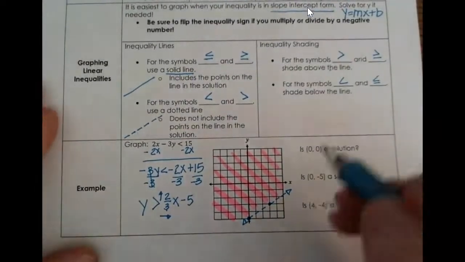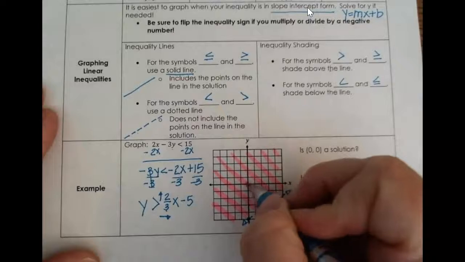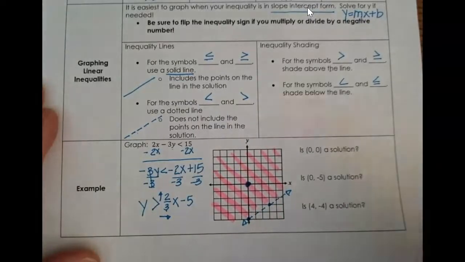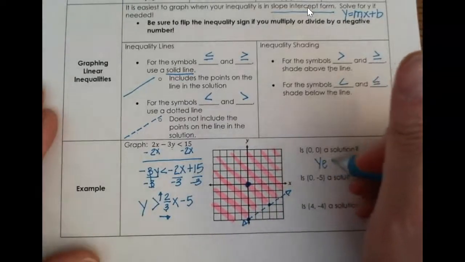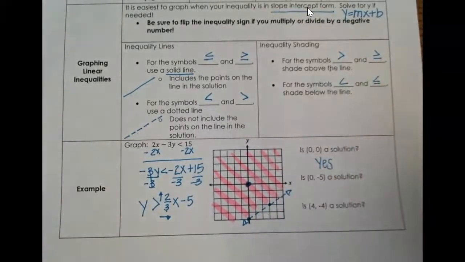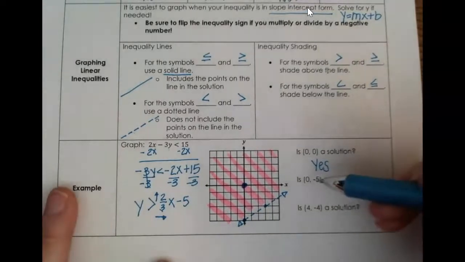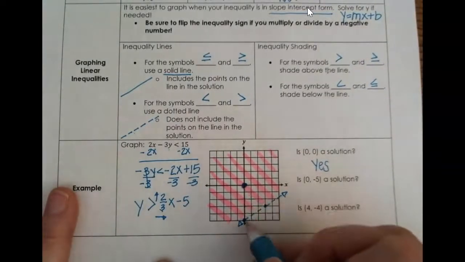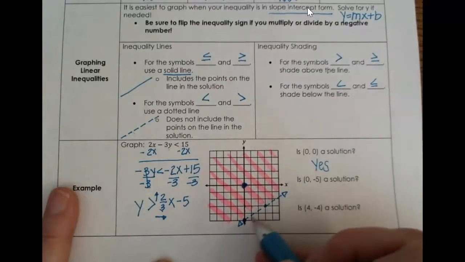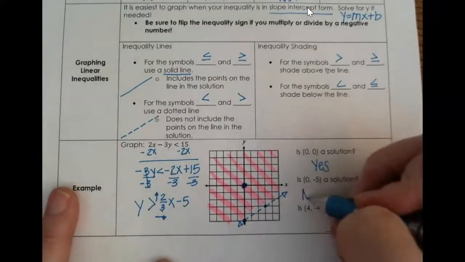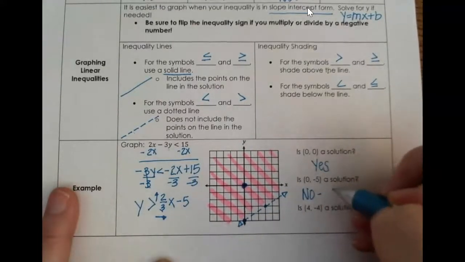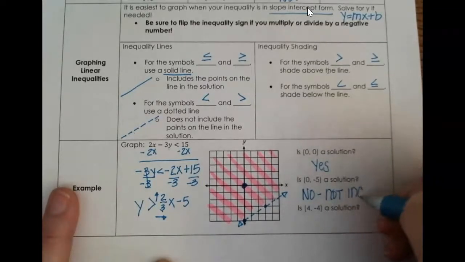So let's take a look. Is 0, 0 a solution? Well, 0, 0 is right there. It's in the shaded. So yes, 0, 0 is a solution. All right, how about 0, negative 5? 0, negative 5 is right there. That is on the line, but the line is dotted. So no, because the line is not included in the solution set.